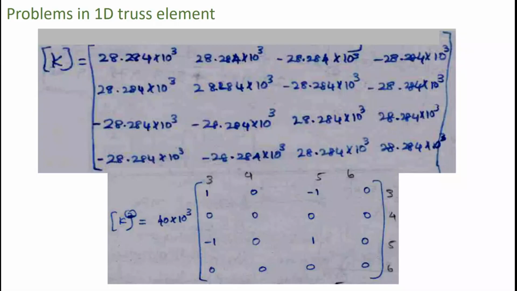And then we apply element 2. The area is 2500, Young's modulus is 2 into 10 to the power 5, and the length is 1000. The L value will be 1 and the M value will be 0. So the matrix will be 1 0 minus 1 0, 0 0 0 0, minus 1 0 1 0, 0 0 0 0. We multiply by 40 into 10 to the power 3, giving 40 into 10 to the power 3, 0, minus 40 into 10 to the power 3, 0, and so on with zeros elsewhere.